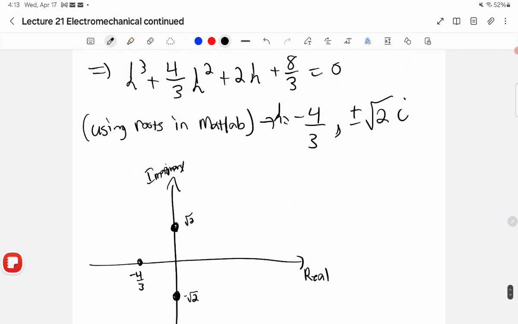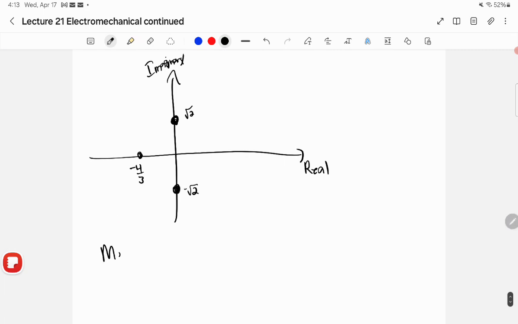This is my plot, and obviously this is marginally stable, because these have 0 real part, and this has negative real part, okay? So marginally stable. That's all that I have for this video.